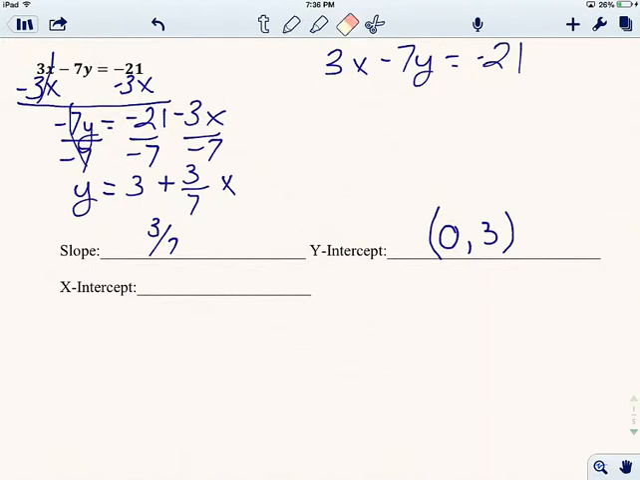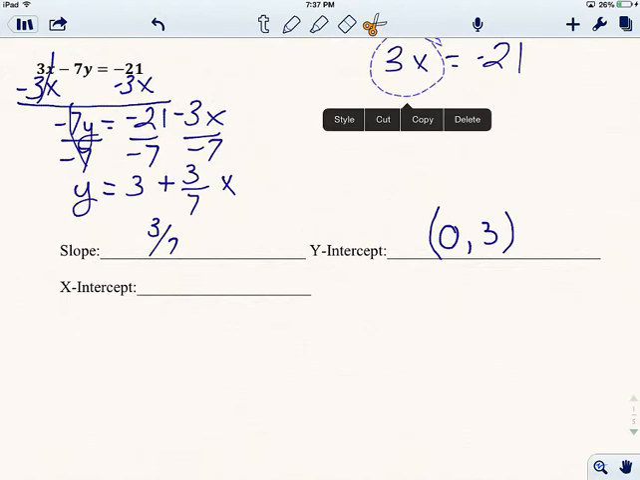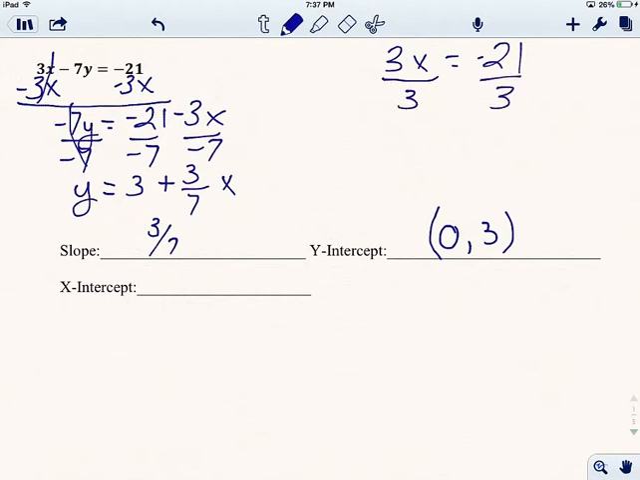So what I can do is I can erase the y and put in a 0. Now, 7 times 0 is 0, so that's going to eliminate that term for us, okay? And so now I can look at this thing as 3x equals negative 21. Well, that's really easy to solve for x. I can just divide both sides by 3, and now x is going to be equal to negative 7, because a negative divided by a positive is still a negative.